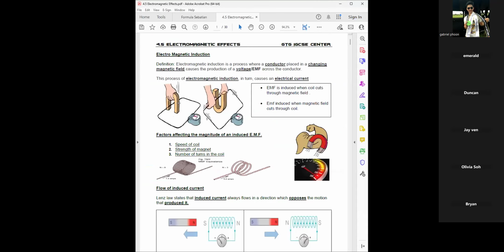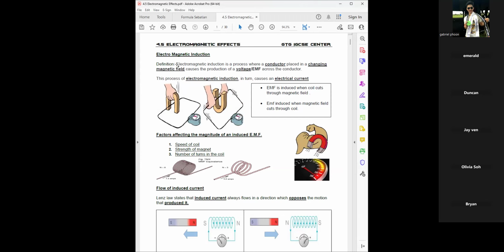So if you look at this diagram here, it basically explains how electricity is produced. It doesn't matter if I'm taking the magnetic field to cut through the wire, or I'm taking the wire to cut through the magnetic field. As long as the magnetic field is cutting through the wire, or the wire is cutting through the magnetic field, electricity will be produced, right? And this phenomenon is known as electromagnetic induction.